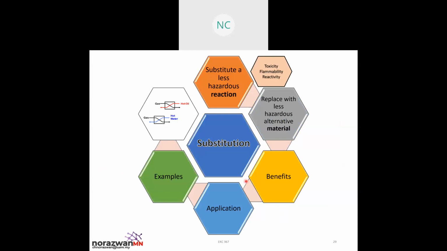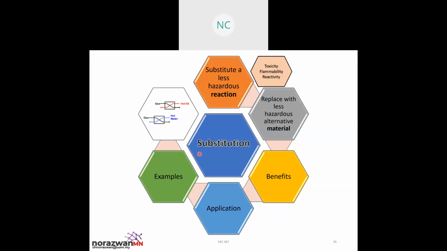Then this is the substitution, how you substitute a less hazardous alternative material. When you're dealing with a substitution, it usually involves the toxicity, the flammability, and the reactivity of the material, and you try to reduce these. So we will give some benefits, and then we will look at application examples of this substitution.